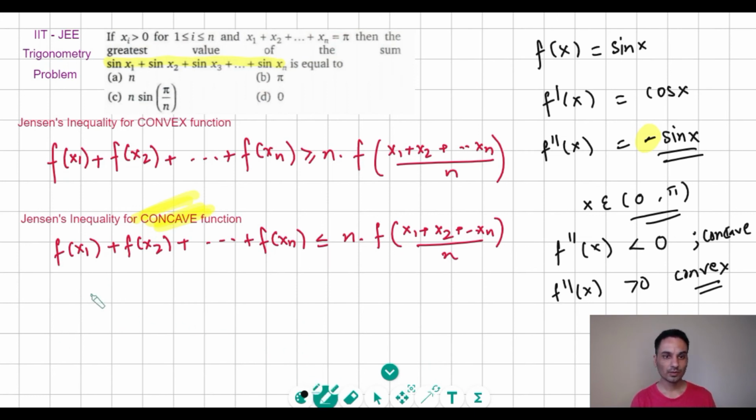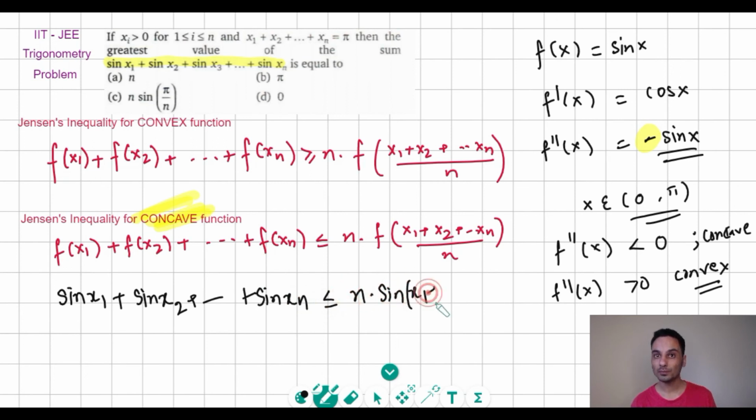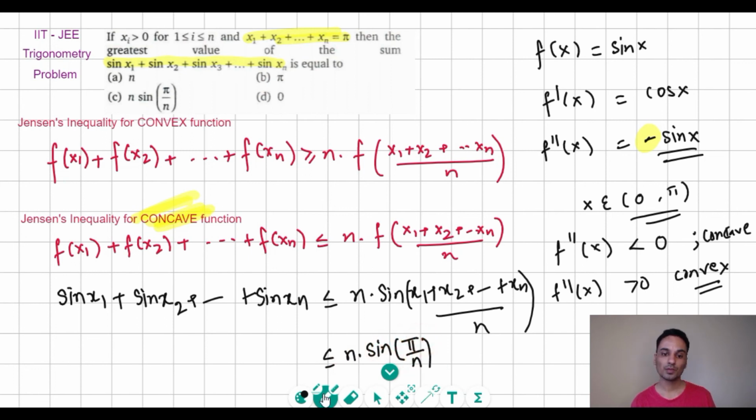Okay, great. So that means we can simply write sine x1 plus sine x2 so on up to sine xn is less than or equal to n times sine of (x1 plus x2 and so on up to xn) divided by n. And we are given x1 plus x2 plus so on up to xn is equal to pi. That means the right hand side becomes n times sine of pi over n. And if I look at the options, that's option C.